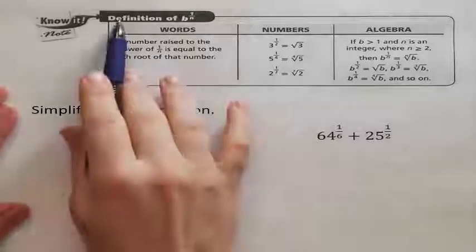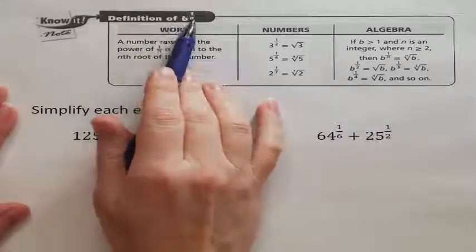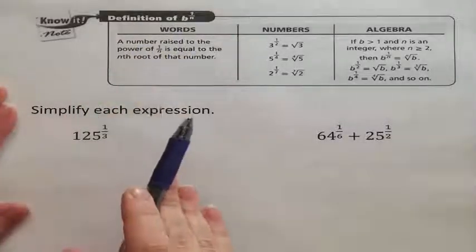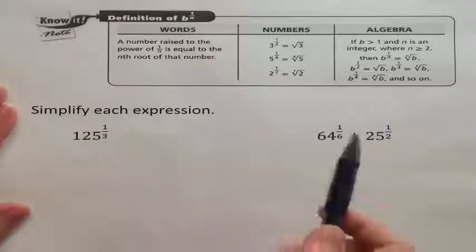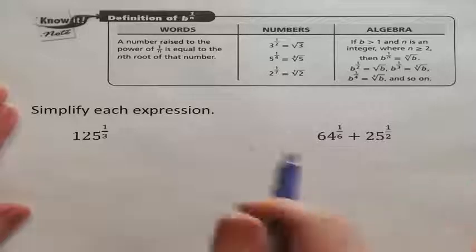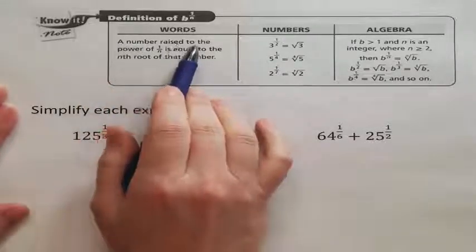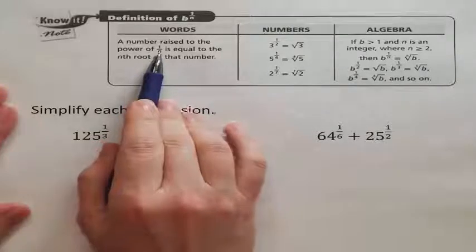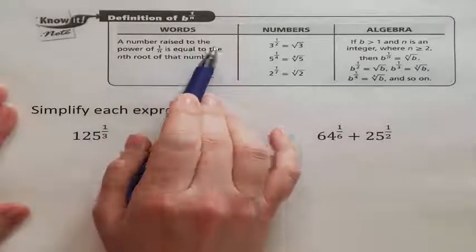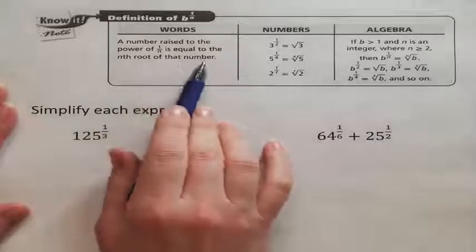So today we're talking about the definition of b to the 1 over n. So we're still talking about exponents, but our exponents are now going to be fractions. So what is the rule when our exponent itself is a fraction? A number raised to the power of 1 over n, if it is a fraction with a 1 in the numerator, is going to be equal to the nth root of that number.